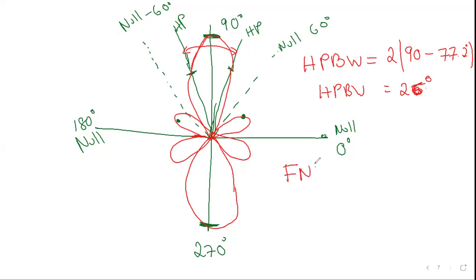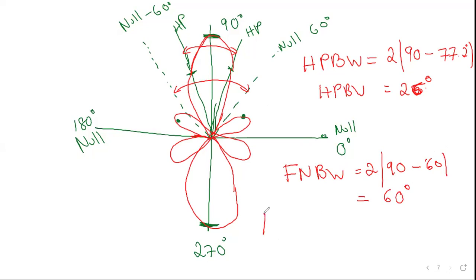What will be first null beam width now? First time the lobe goes down to null is at 60 from 90. So 30 degrees on one side. Because your major lobe is at 90 minus 60 and 2 times either side. This is your first null beam width. So how much is that? 60 degrees. Huh? 60. Okay.